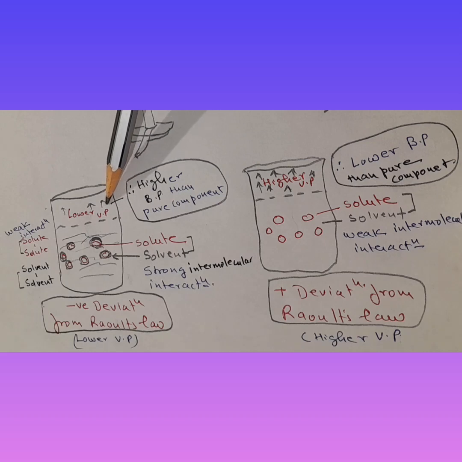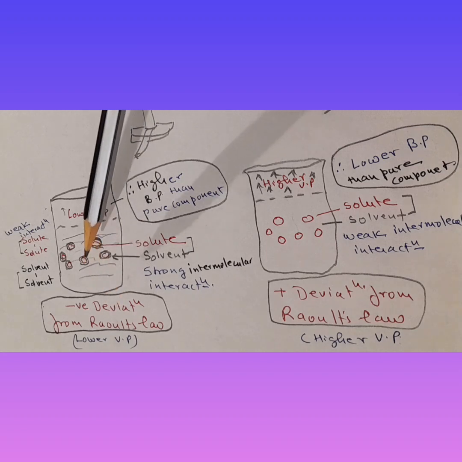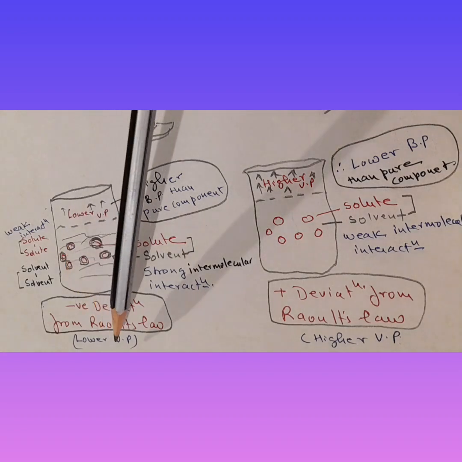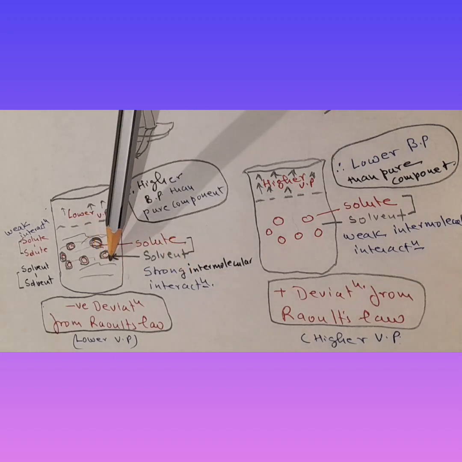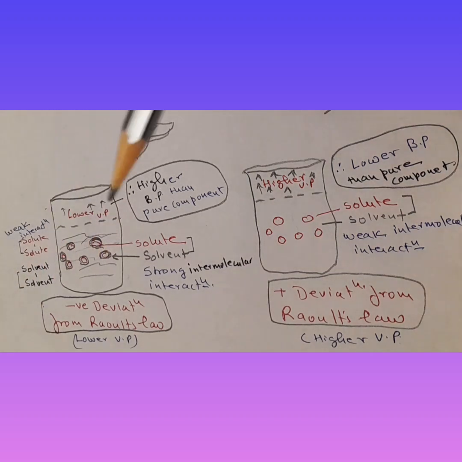So what happens as a consequence? Whenever there's negative deviation, or whenever solute-solvent interaction is high, the vapor pressure is low, owing to which the boiling point is high. Okay, it is higher than the pure solvent or pure component. Alright, so I have mentioned over here, solute is all red, solvent is in pencil. Strong intermolecular interactions between solute and solvent. Alright, now let's understand what happens.